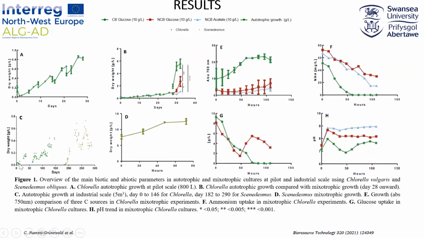Here in the bottom left, you will see in graph C the numbers that we have obtained running for nearly a year. In this case, in the first part, Chlorella growth, and then in the second part, Scenedesmus growth. We have applied exactly the same approach in Scenedesmus, but in this case, we went further and we concentrated even more using membrane technology.